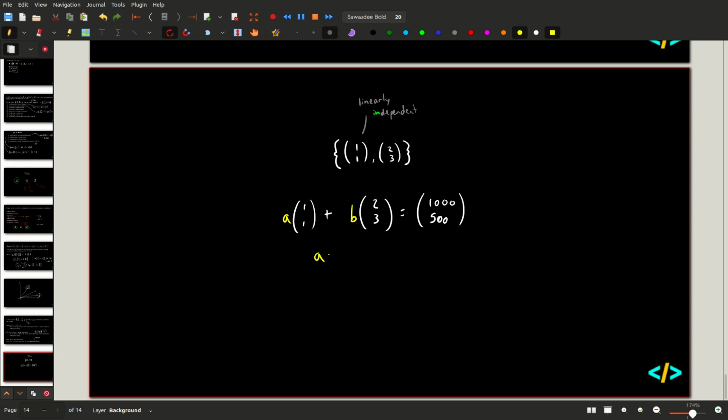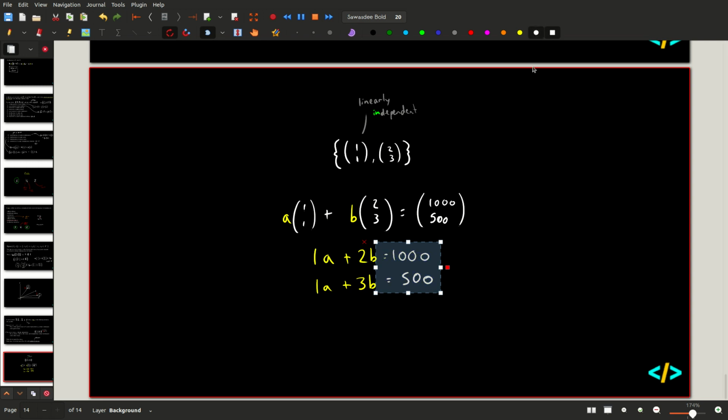We can say a times 1, which is a, plus b times 2 equals 1000, and then a times 1 plus 3 times b equals 500. Does anyone have a calculator on hand? Let me know what you get. I'm going to just trust whatever the majority of people say.